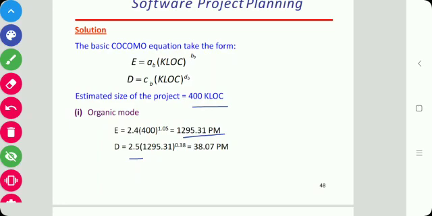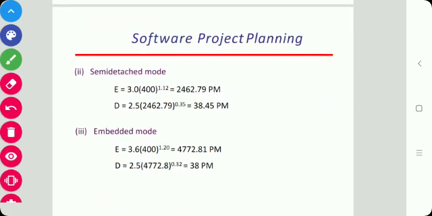And D = CB. The value of CB is 2.5. Here the formula for D is CB (E)^DB. So here the value of E is 1295.31 raised to DB, that is 0.38. So it is 38.07. Similarly, we will calculate for the semi-detached mode by simply putting the values of AB, BB, CB and DB, and we will calculate for semi-detached as well as embedded mode.